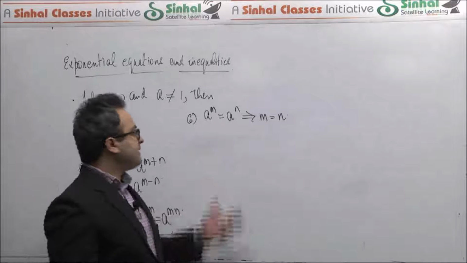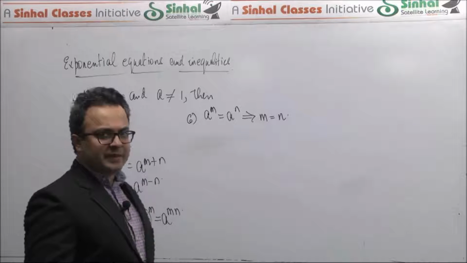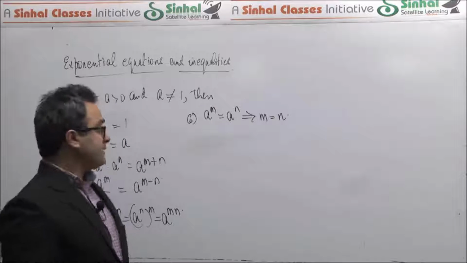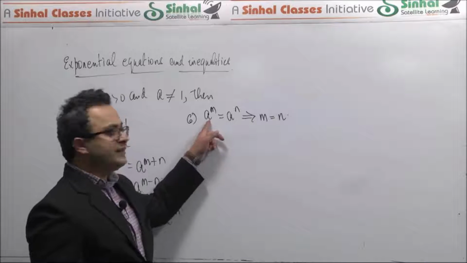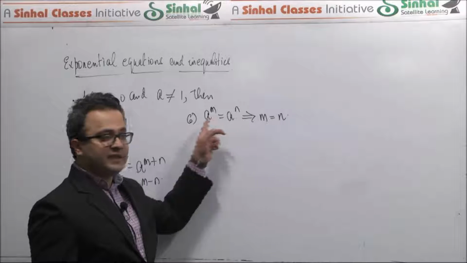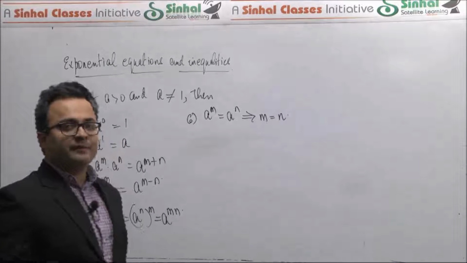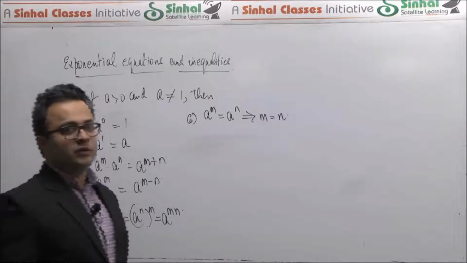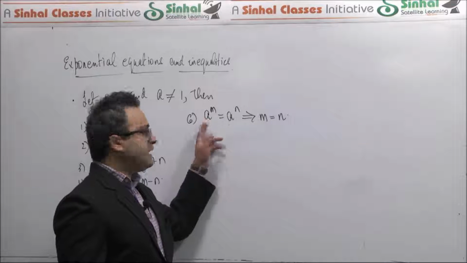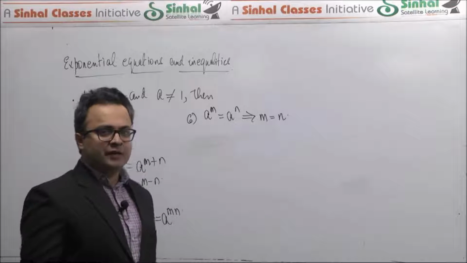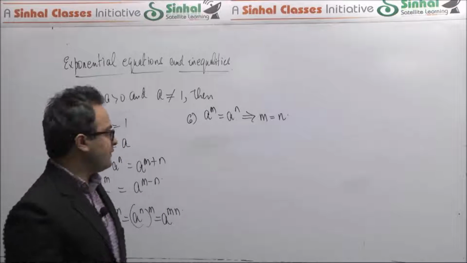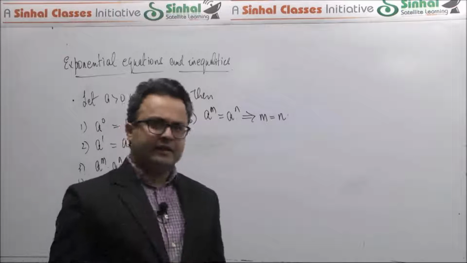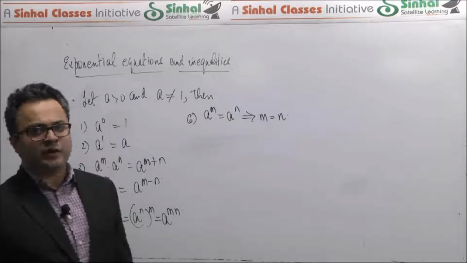This basic property says that if a raised to m equals a raised to n, if the bases on both sides are the same, you can equate the exponents. In this property, the conclusion that a raised to m is equal to a raised to n implies that m is equal to n is strictly valid only when a is not equal to 1, because obviously if a is equal to 1, then m and n could be any possible values. So when I say that the bases are the same and therefore equate the exponents, that has the underlying assumption that the base itself is not equal to 1.